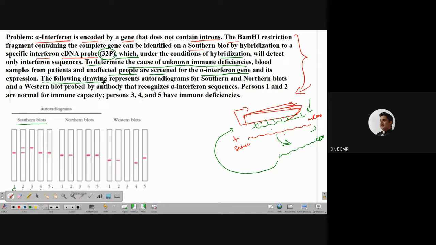Okay, the following drawing represents autoradiograms for Southern and Northern blots, because they use radioactivity, and Western blot probed by antibody, like I described a little earlier. Persons 1 and 2 are normal for immune capacity. These two do not exhibit any kind of immunodeficiencies. They are fine, they are immunocompetent. 3, 4, 5 have immune deficiencies. Can we say what those deficiencies are? That's the question.